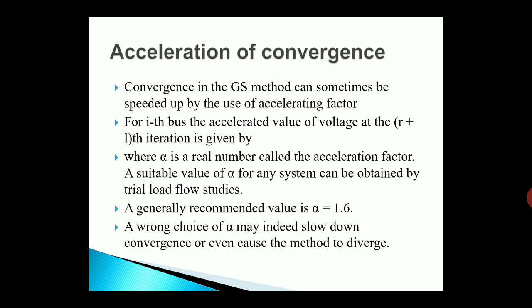So for the ith bus, the accelerated value of the r plus 1 iteration is given by alpha times the update, where alpha is a real number called the acceleration factor. A suitable value of alpha for any system can be obtained by trial load flow studies. The recommended value of alpha is 1.6. A wrong choice of alpha can lead to slow convergence or even divergence. Now this alpha is nothing but a factor that is to be multiplied with the updated value.